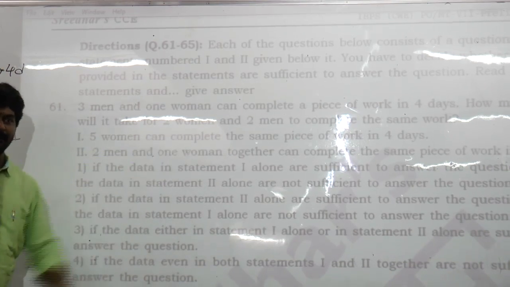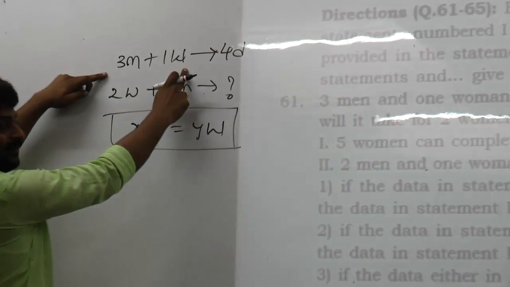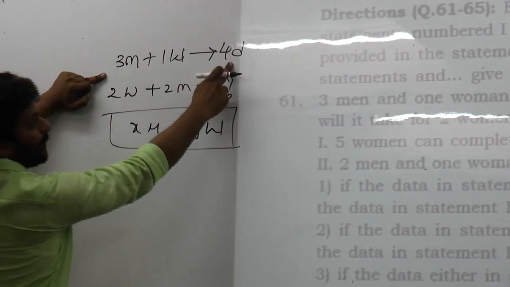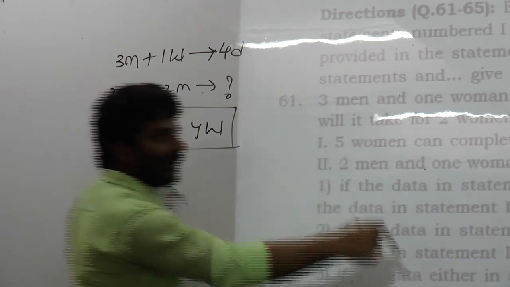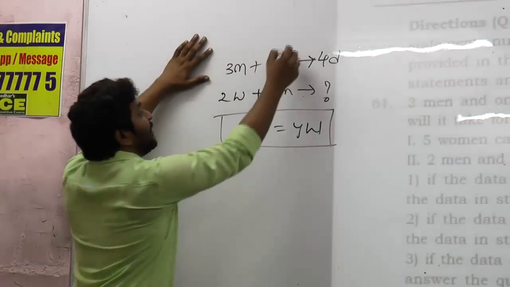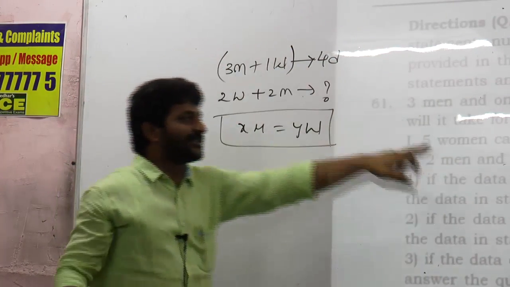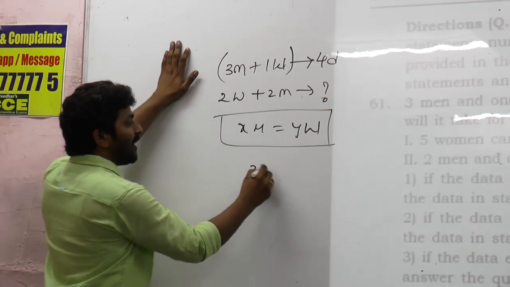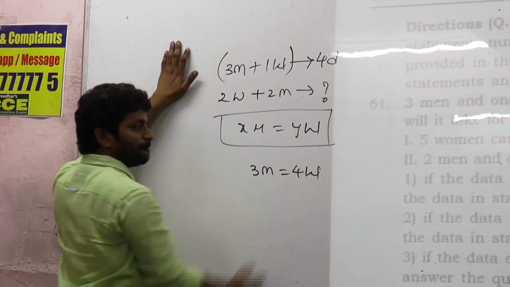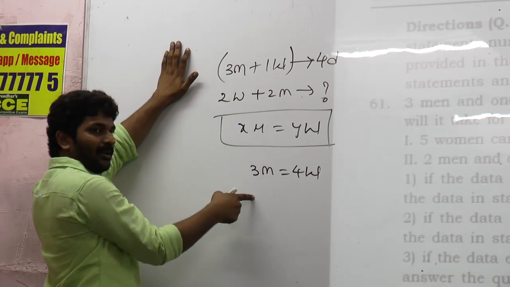If 5 women can complete the work in 4 days, look at this statement. 3 men and 1 woman can complete the work in 4 days. When they are able to complete the work in 4 days in both the cases, the efficiency of this must be equal to the efficiency of 5 women, right? Yes or no? In that case, 3 men's work is equal to 4 women. Did you get the relation or not?